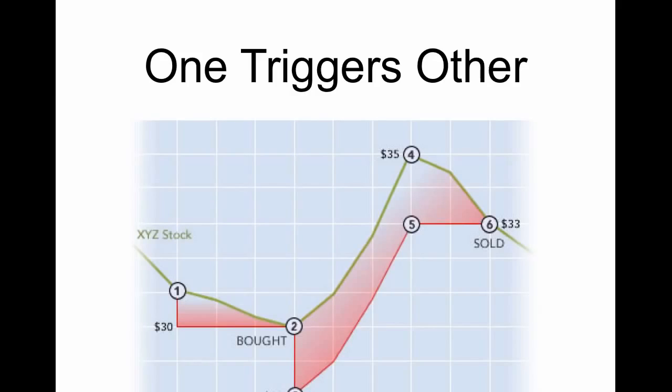Now let's get into one that's a little bit more complicated. This is one triggers other, or OTO, as they're usually called in your order screen. In this case, one contingent order that gets executed triggers another contingent order to be placed in the market, like a domino effect. Let's say that we want to buy XYZ stock at $30. Right now in circle 1, on the very left-hand side of this chart, you can see that XYZ stock isn't trading at our $30 target yet. So we're going to wait to buy XYZ stock until it hits $30.